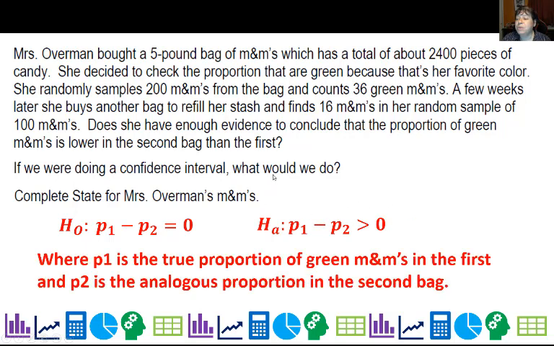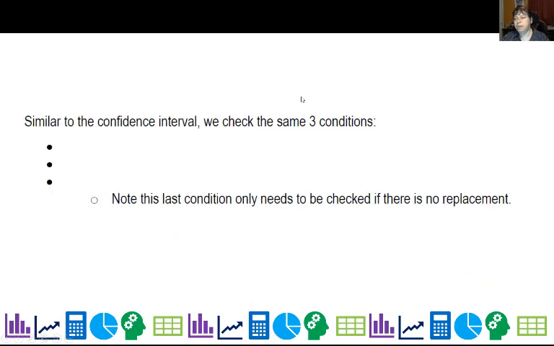Don't forget to say what these proportions are. So P1 is the true proportion of green M&Ms in the first bag, and P2 is the analogous proportion in the second bag. My population on each of these is actually 2 different bags. It's not a sample because I sampled the large bag.